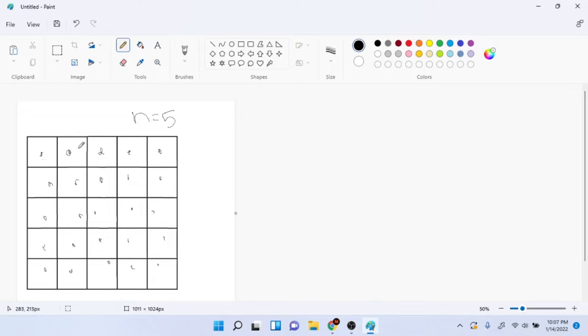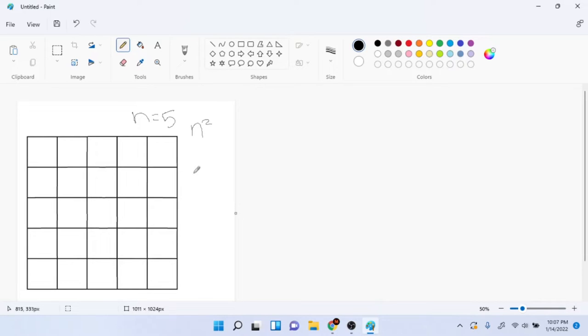Because if I just count them all up, 1, 2, 3, 4, 5, 6, it'll be, I don't know, 25. So it'll just be n squared, right? So if I just want to put one piece, it would be n squared, okay? Because I just want to put one piece into this board.